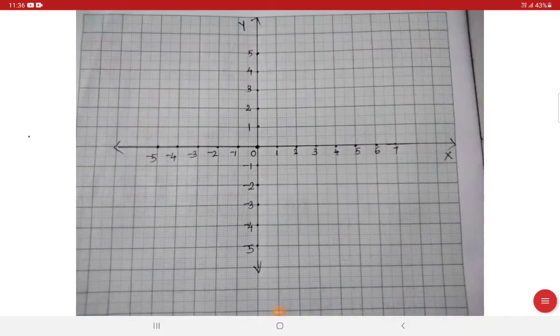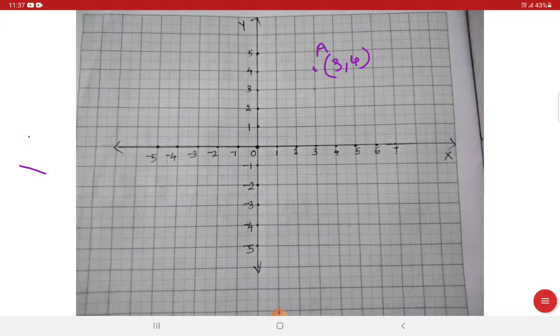Mirror image of a point about the x-axis and y-axis. We can discuss this. Let us take one point, A, which is (3, 4). First, you have to find the mirror image of this point A with respect to the y-axis.